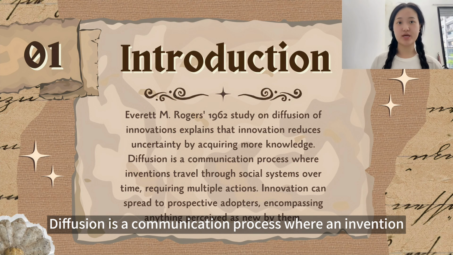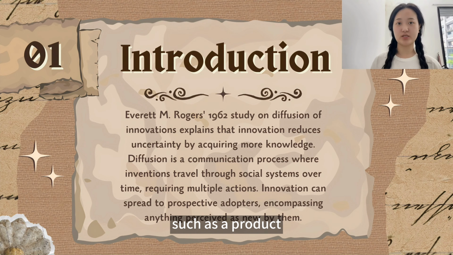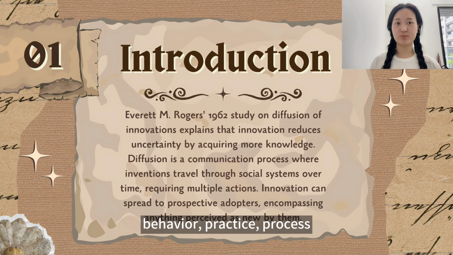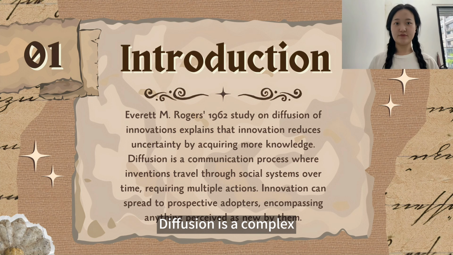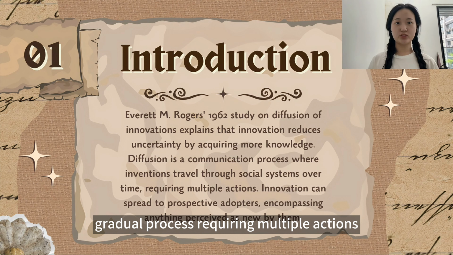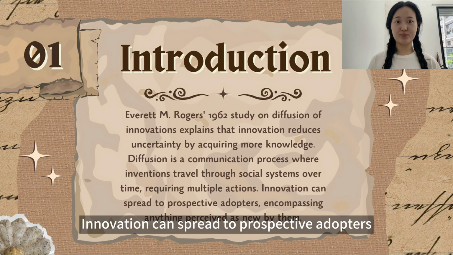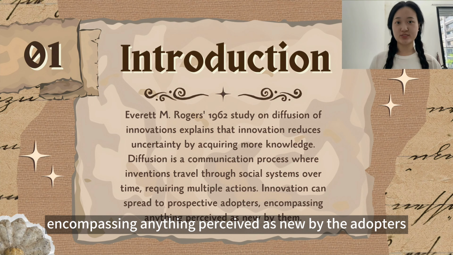Diffusion is a communication process where an invention, such as a product, technology, behavior, practice, process, concept, or memory, travels through social systems over time. Diffusion is a complex, gradual process requiring multiple actions, with innovation being the key component. Innovation can separate two prospective adopters, encompassing anything perceived as new by the adopters.